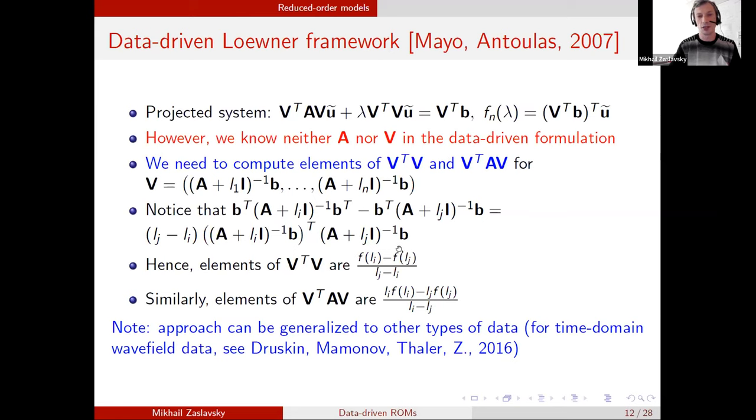That's these rather simple formulas here, which show how to compute the elements of V transpose V, because this guy here is actually a solution. This guy here is actually one of the transfer functions. This guy here, another transfer function. And the term here is actually an element of V transpose V. So the message here: even if we don't know A and V, we can compute those projected matrices V transpose AV and V transpose V directly from the measured data.